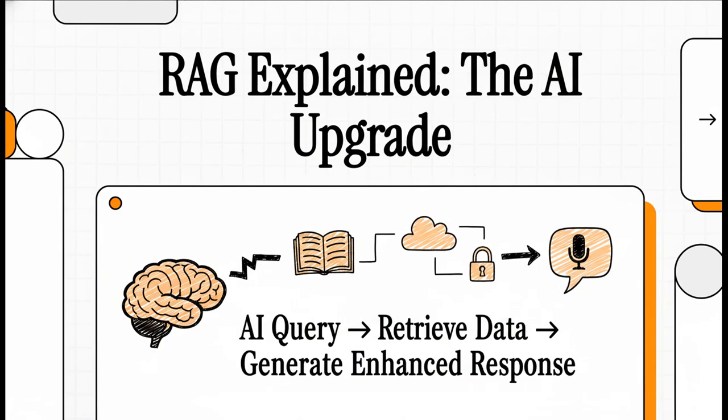All right, today we are talking about a piece of tech that is completely changing the game for artificial intelligence. It's called Retrieval-Augmented Generation, or RAG for short. And honestly, it's the reason AI is about to get so much smarter, way more accurate, and a whole lot more useful to you. So yeah, let's get into it.